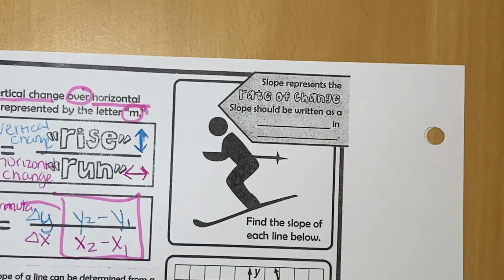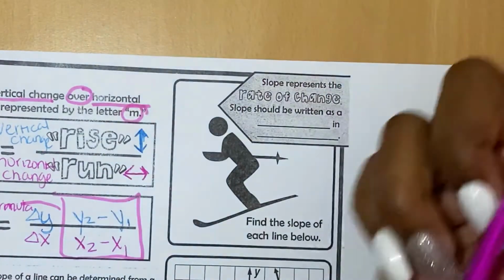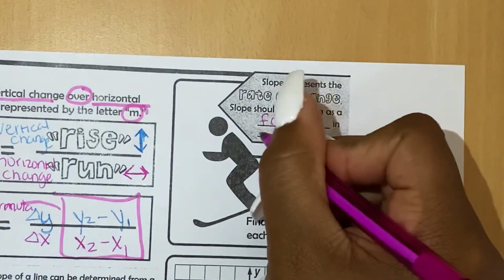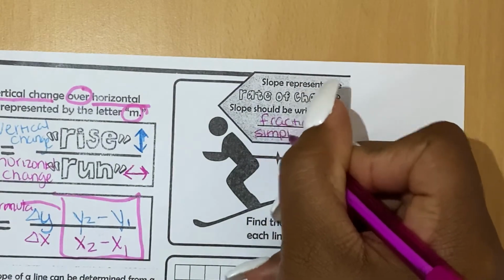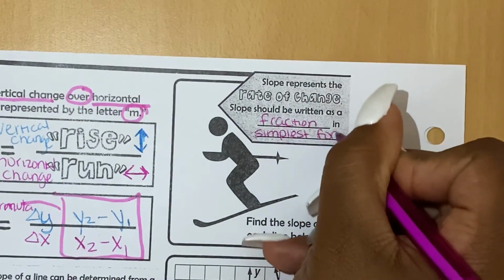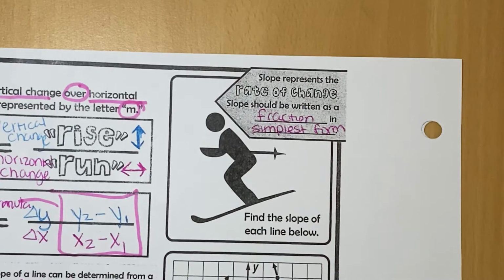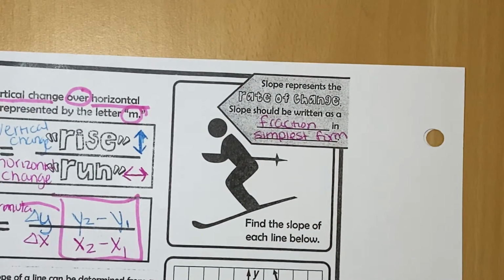Okay? Slope represents the rate of change. Slope should be written as a fraction in simplest form. Now, if you're like Miss Maxon and you can't fit simplest form into that line, you can write simple form, okay? If you write big and you can't fit it like I do, you can try to write simple form, okay?